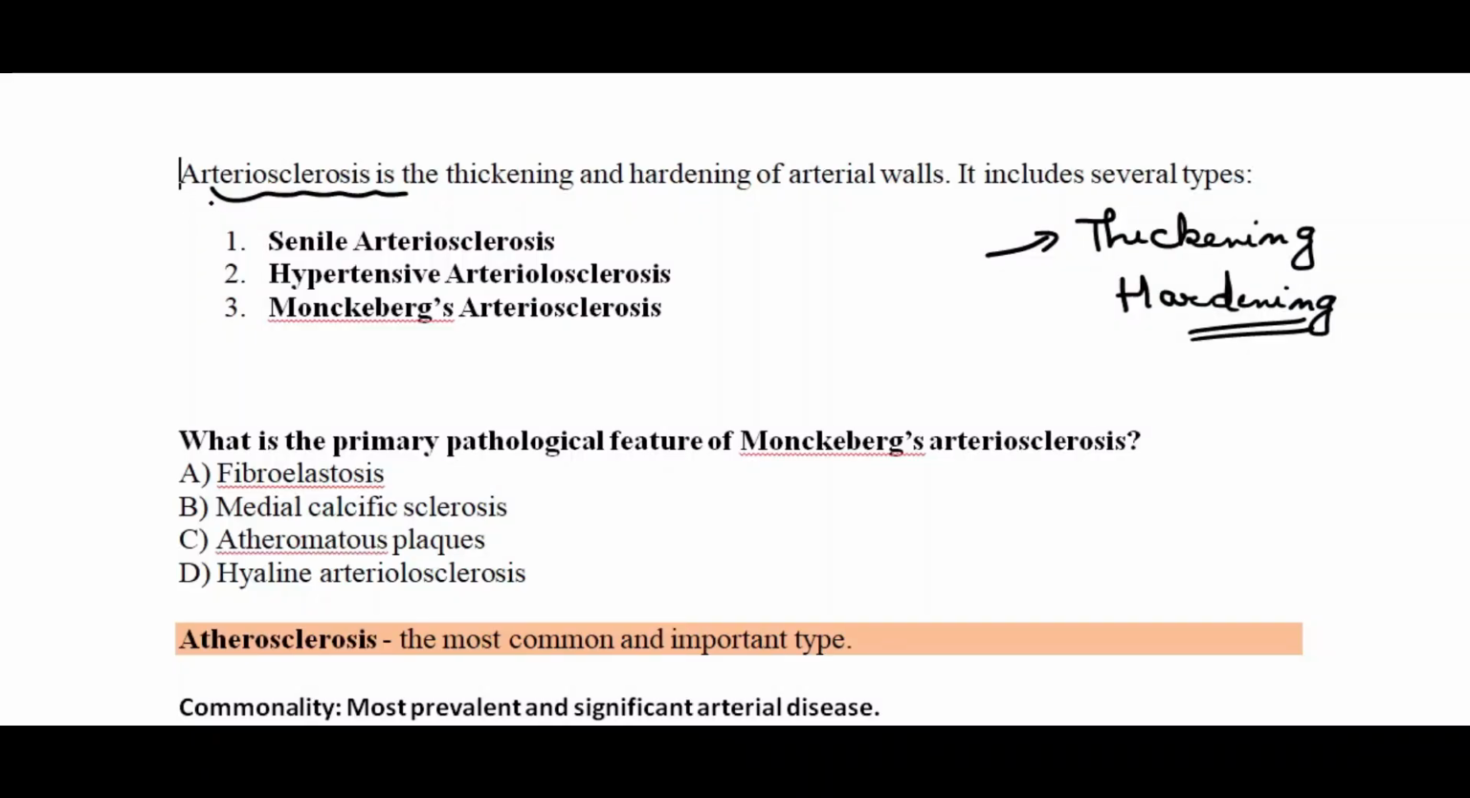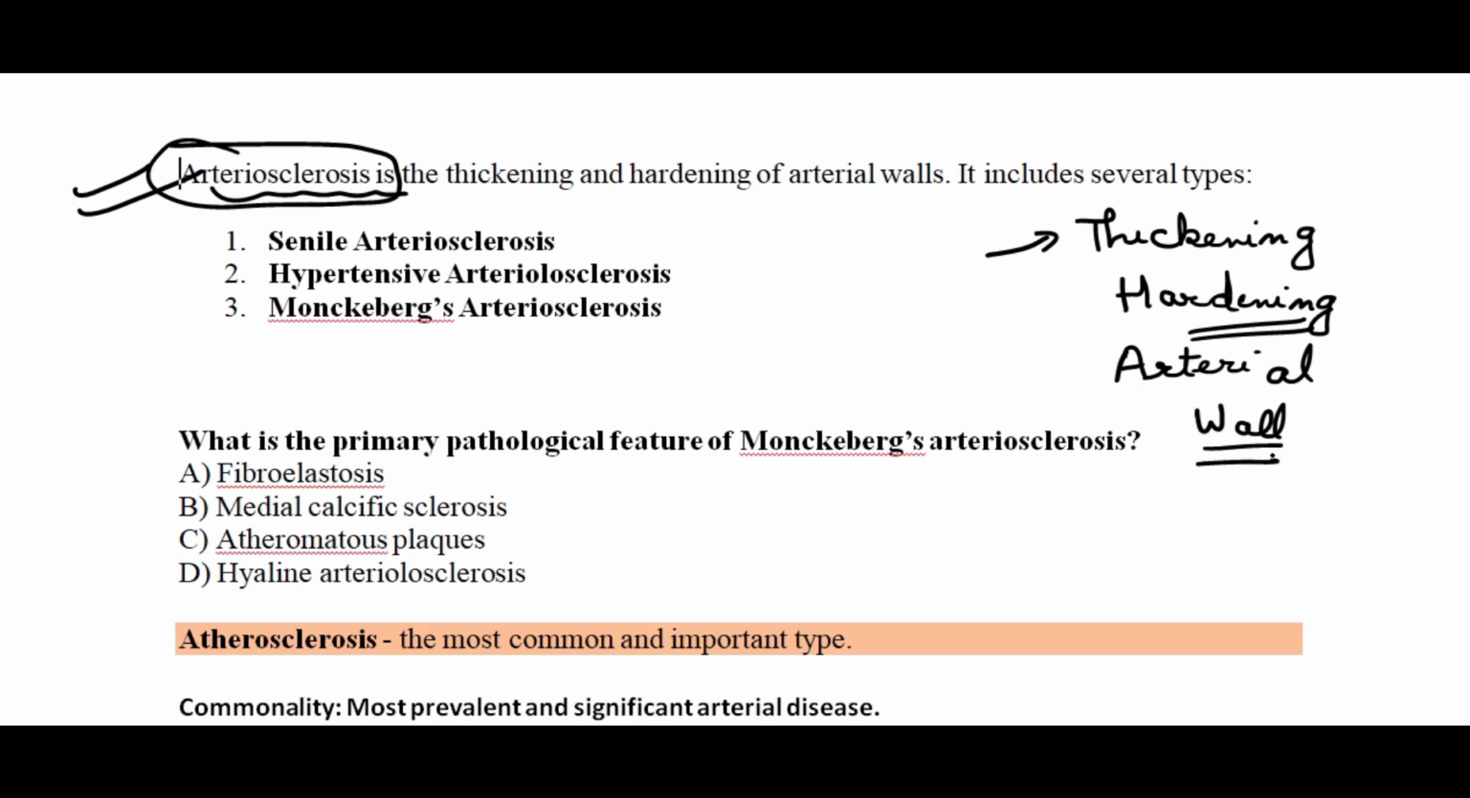Coming to arteriosclerosis. Arteriosclerosis is a general term that we use for thickening and hardening of the arterial walls that lead to various health problems depending upon the specific type and location of the affected arteries. So, what are the types of arteriosclerosis? It can be senile, hypertensive, or Monckeberg.